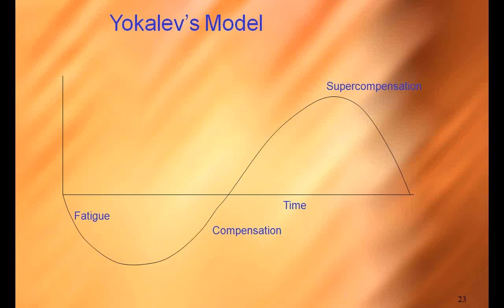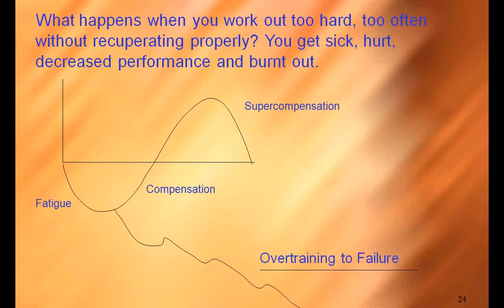So this diagram here is called Yakovlev's model. And if you can see the cursor here, basically if we were to start out at the beginning all the way to the left-hand side, what happens when we work out is we don't actually become stronger right after the workout. We ultimately fatigue the body and it comes down, and then we give it some time to rest, and you'll start through compensation. And if you give it a little bit more time before your next workout, you'll actually go through something called super compensation. That's when ultimately you're a little bit stronger, a little bit faster than you were before you had done that particular workout.